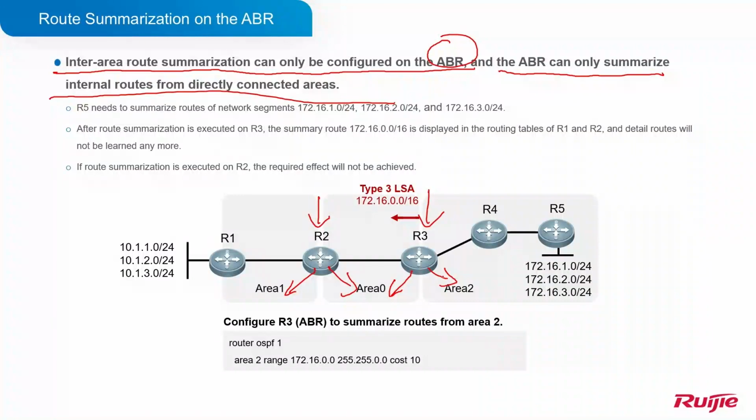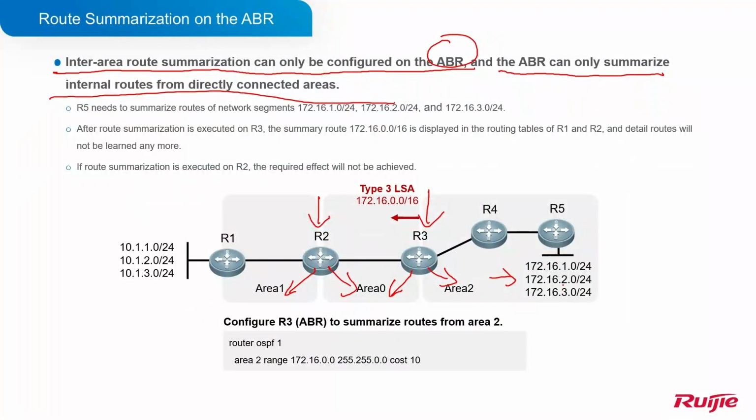So actually, if now we want to summarize, the detailed routing information is 172.16.1.0 and 172.16.2.0 and 172.16.3.0. These three detailed routing information.